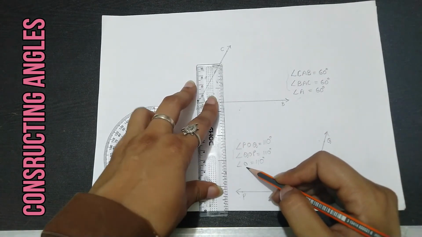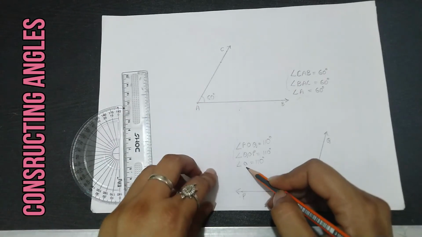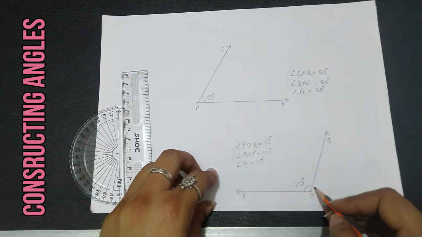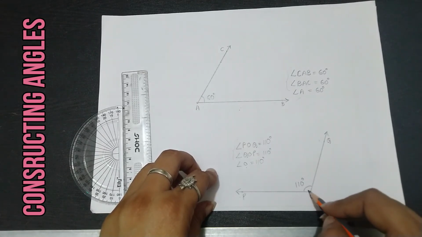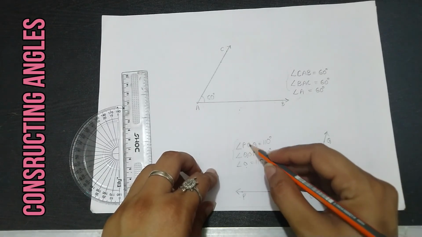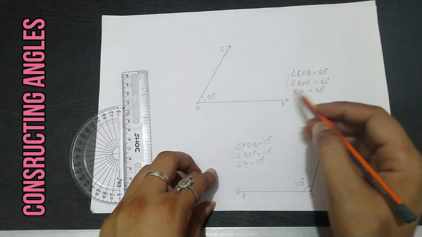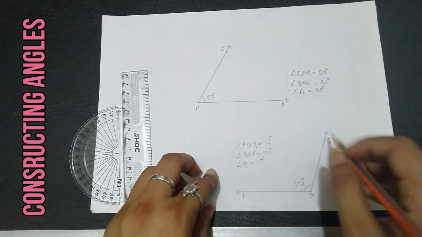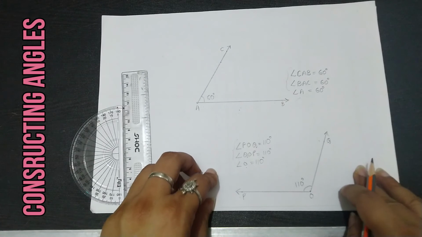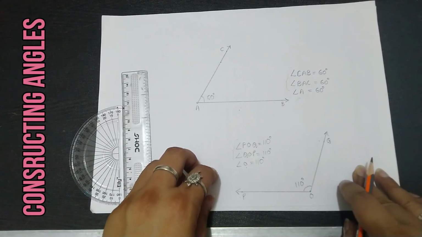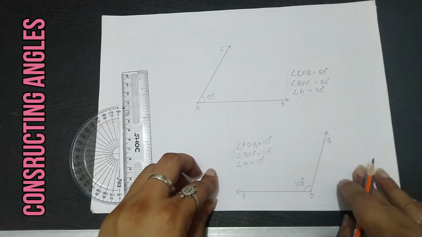So whenever we are writing the names in the long way, we need to start from the open point, and keep in mind the vertex should be always in the center. So here the vertex is O, so O is in the center. Similarly here I have the vertex A, so A is in the center always. Okay, so this is how we are going to draw the angles or construct the angles with a protractor. So I hope children you have understood.